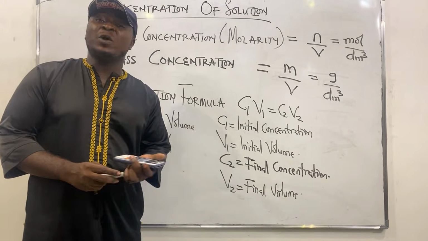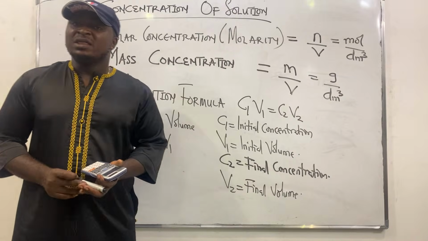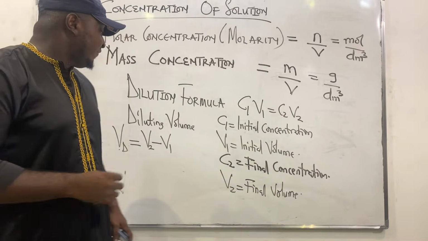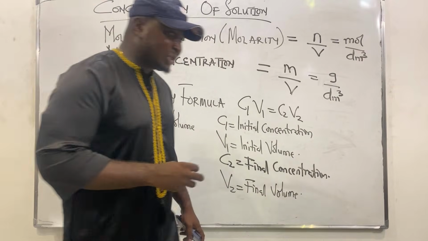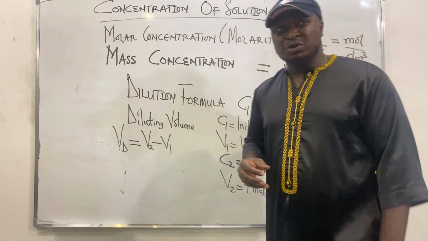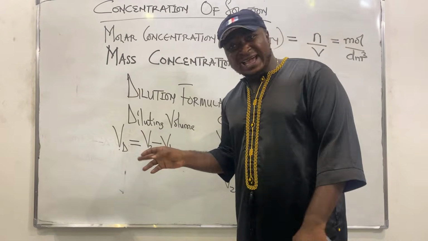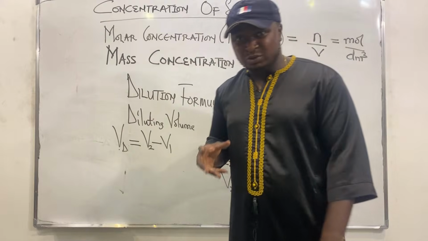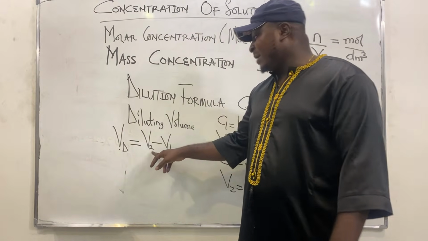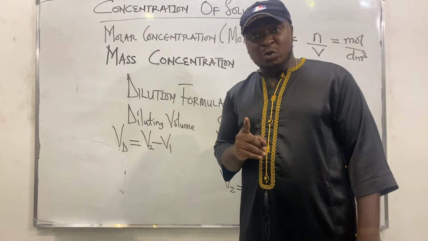Diluting volume is the volume of water that was added to the solution. The volume of water that was added to the solution is called what? The diluting volume. And it is final volume minus initial volume, to help you know what was added.